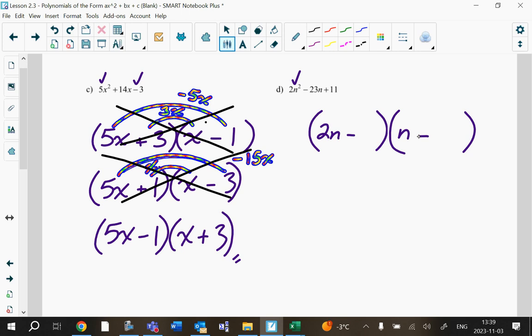Well, if I chose 11 here, I'd get negative 11n in the middle and negative 2n on the outside. There's no way that's making negative 23. There's no way. This has to be 1, which means this has to be 11. And just double check.